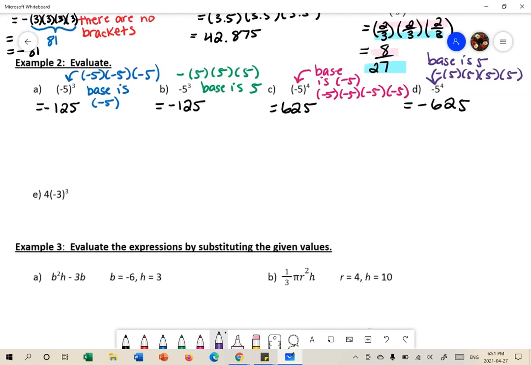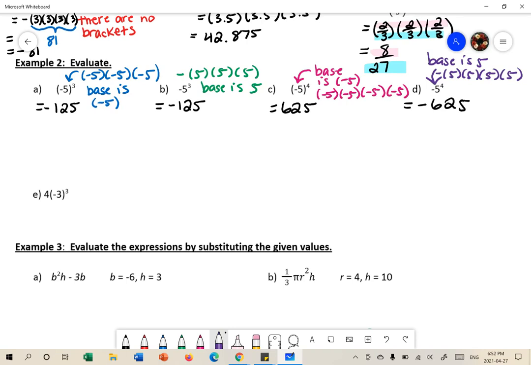What's also important to note is the value of your exponent. If your exponent is an odd number, it doesn't matter if there's brackets or not, your answer is going to have a negative. If your exponent is an even number, the brackets will make a difference, whether or not your answer will be positive or negative.